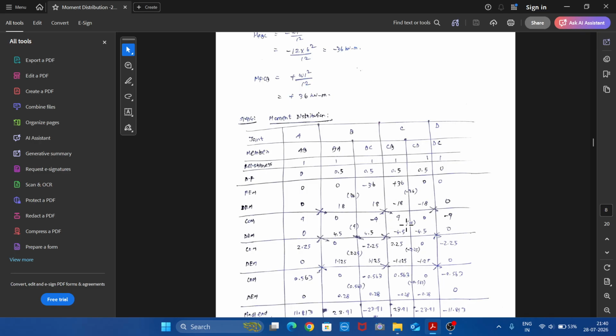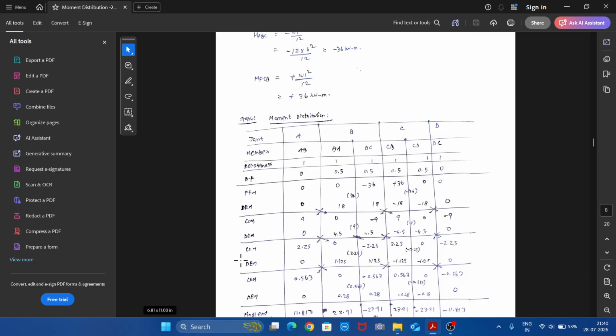Then coming to joint C, we have 9, 0. Therefore, minus 9 is the balancing moment. Minus 9 multiplied by 0.5 will be minus 4.5, and minus 9 multiplied by 0.5 will be minus 4.5. Here, minus 9 is there. Therefore, the balancing moment is plus 9 multiplied by the corresponding distribution factor 0, which will give you 0. This completes the second cycle.